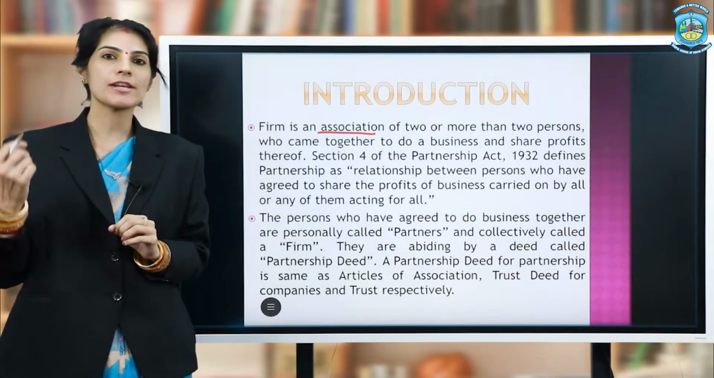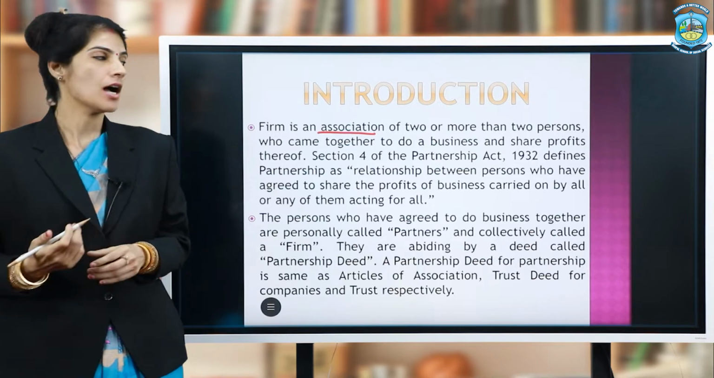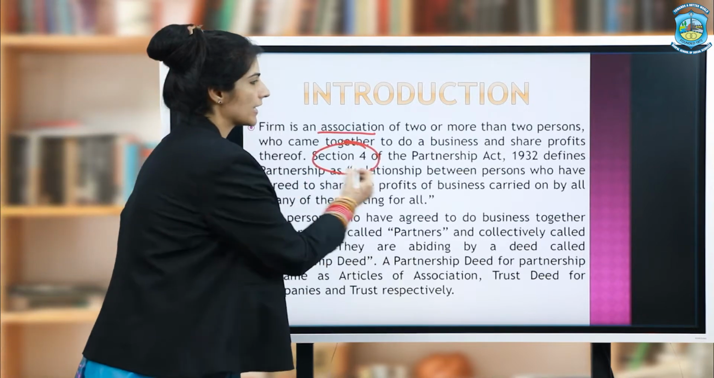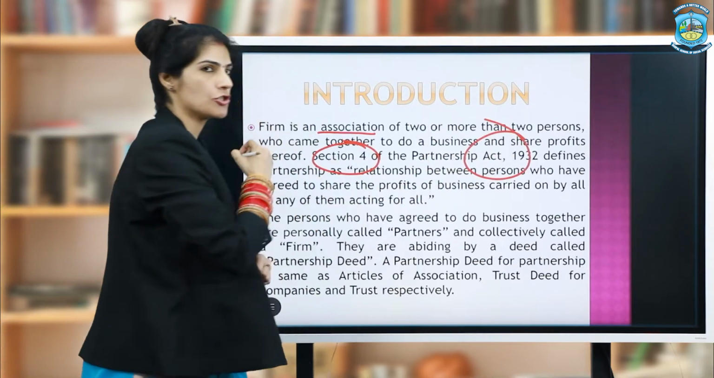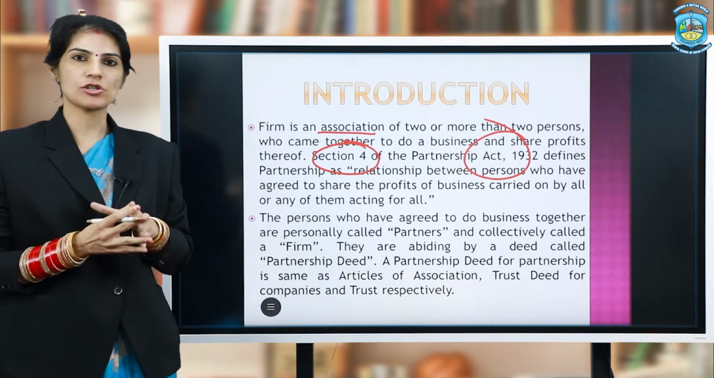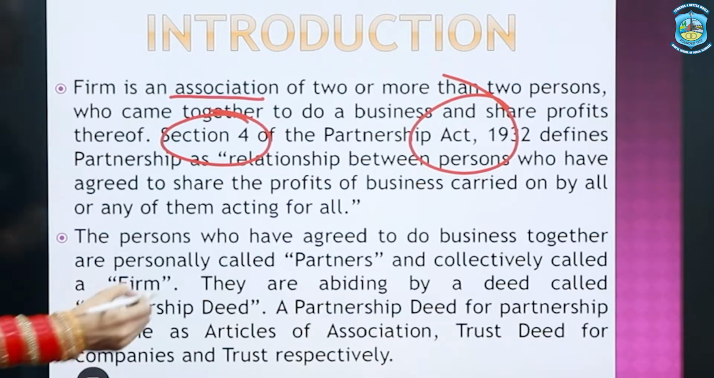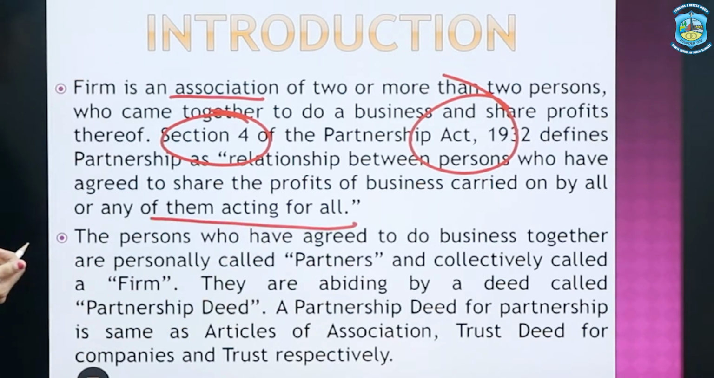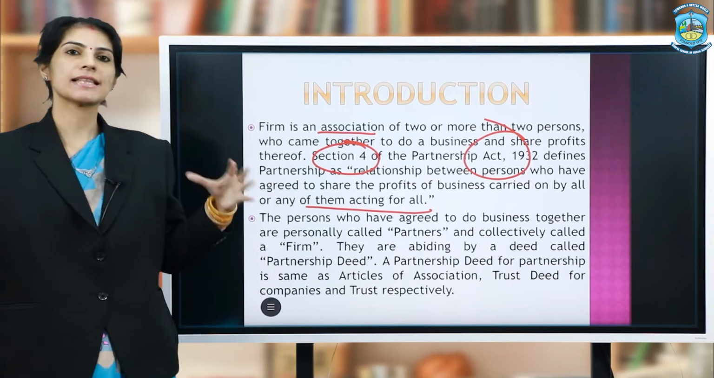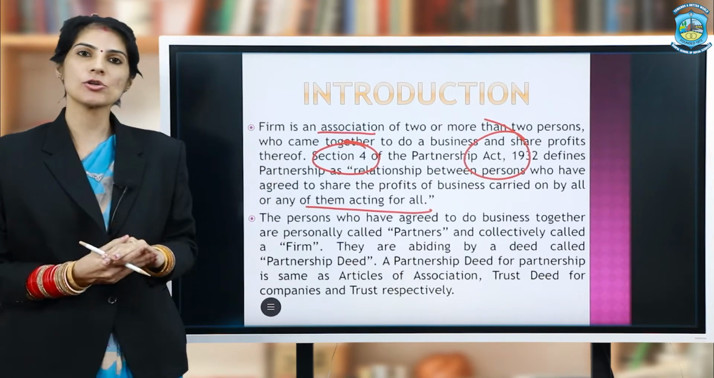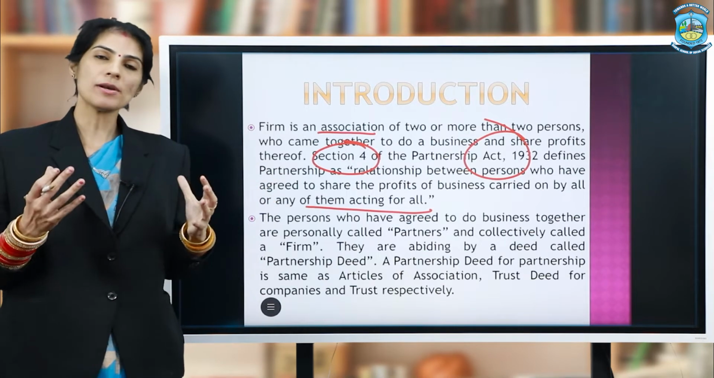Now, what is the definition of a partnership firm? According to Section 4 of the Indian Partnership Act 1932, it defines partnership as a relation between persons who have agreed to share the profits of the business carried on by all or any one person who is acting for all of them.